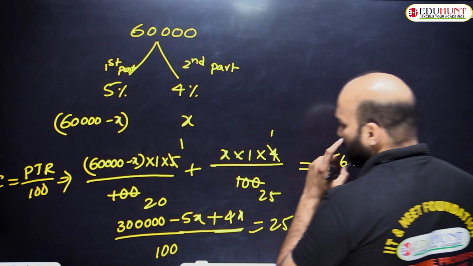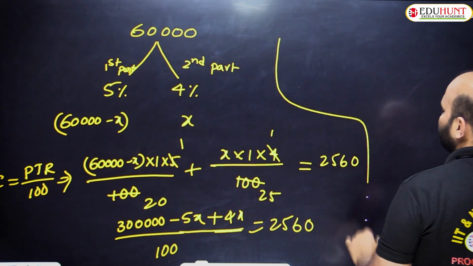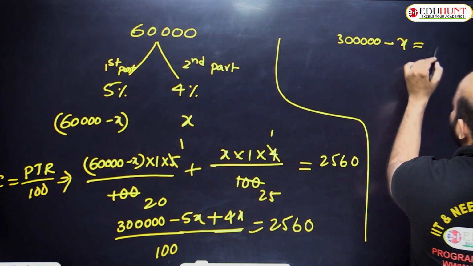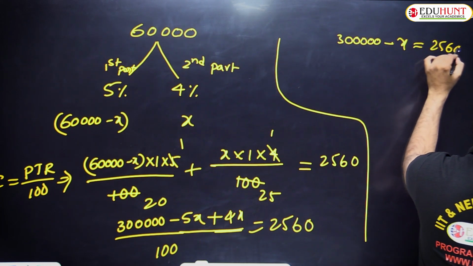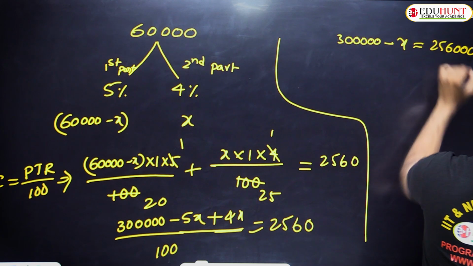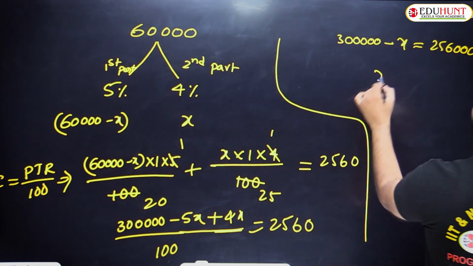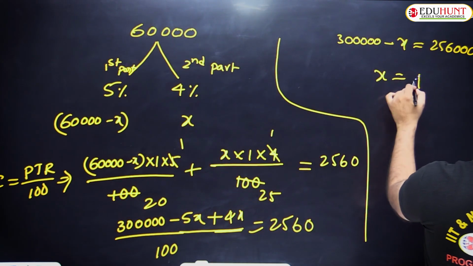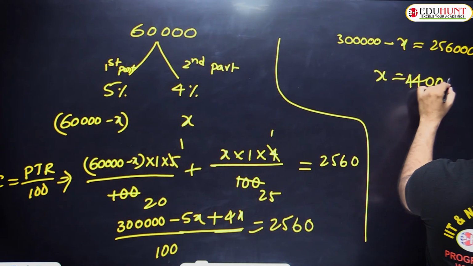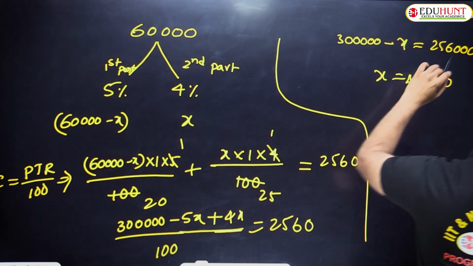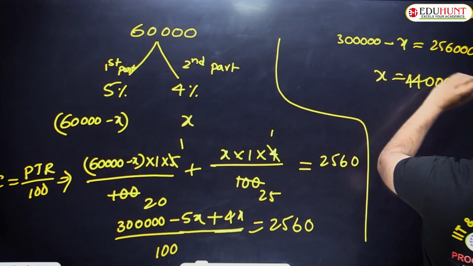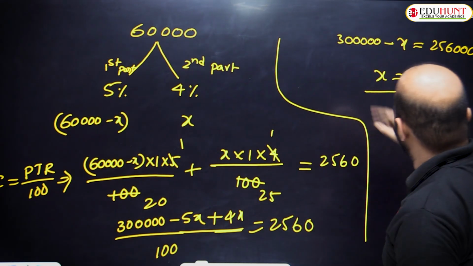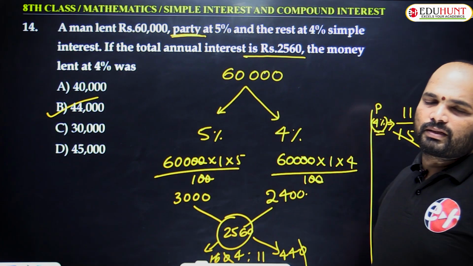So clearly 3 lakhs minus x equals, by cross multiplication, 2,56,000. Therefore x equals the difference, which is 44,000. Because 2,56,000 goes to the left side it becomes minus, and minus x goes to the right side it becomes plus. So x, nothing but how much money is lent at 4% per annum, is 44,000. This is the school method. Option B is the right answer.